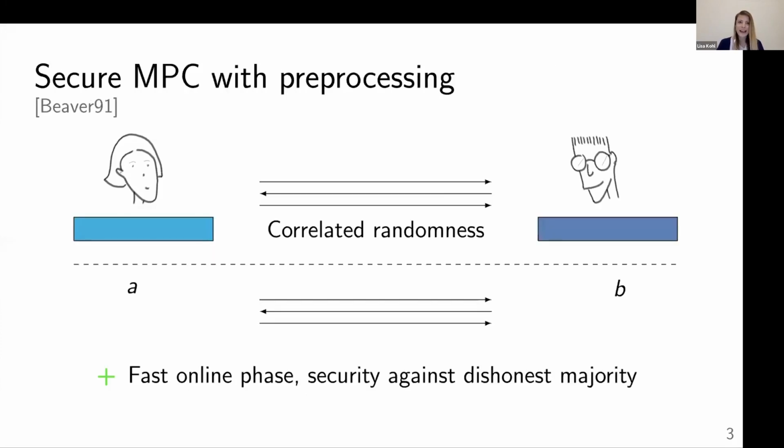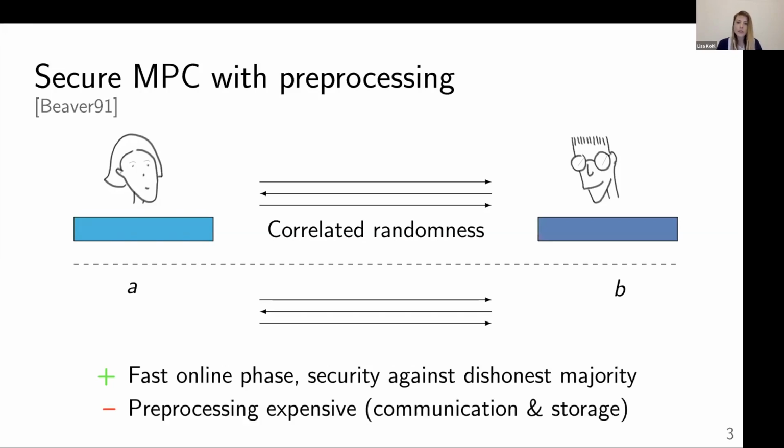concrete efficiency. And one approach towards this is to push all the expensive cryptographic parts to an input-independent preprocessing phase, where the parties generate long correlated strings that can then be used to implement a very efficient online phase. And so this has lots of great properties. The online phase is very lightweight, information theoretic. You can get security against dishonest majority and against parties behaving maliciously.